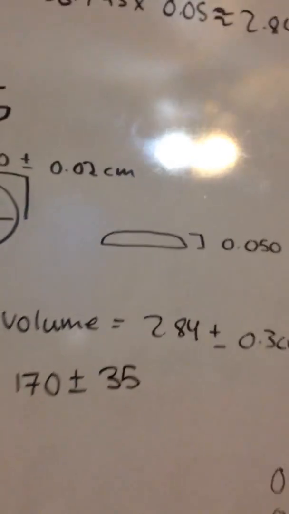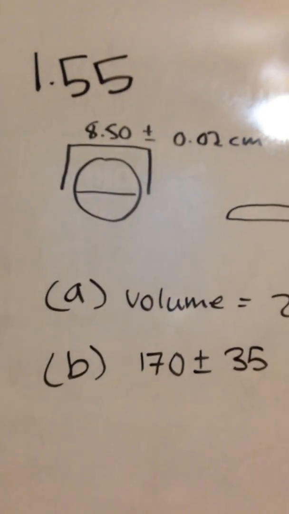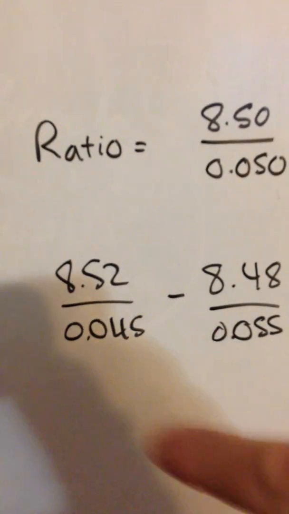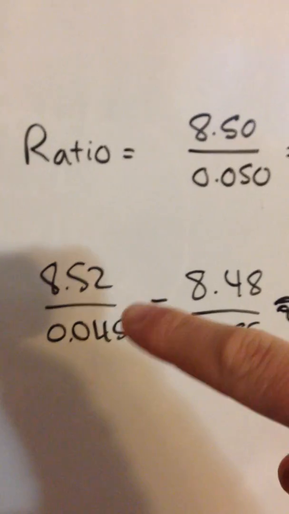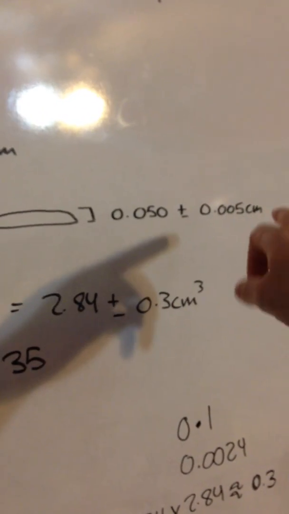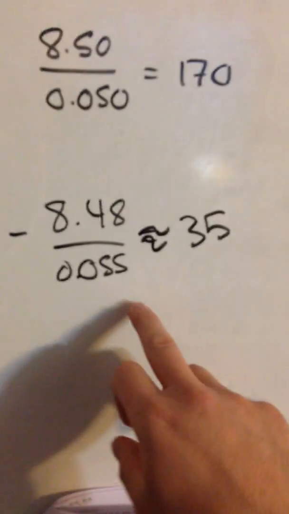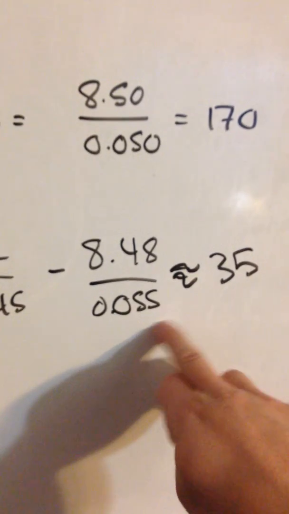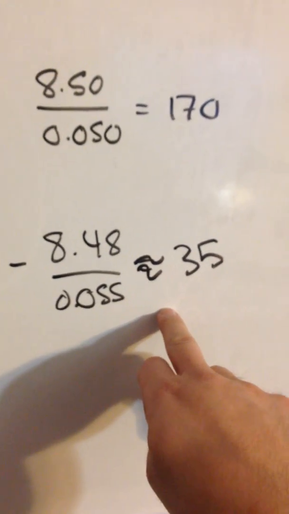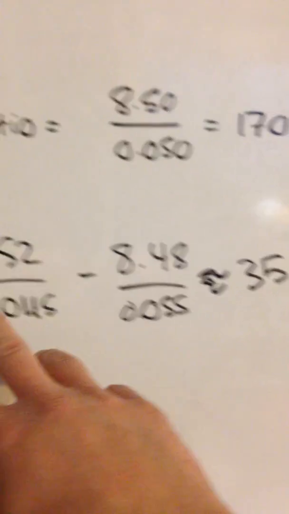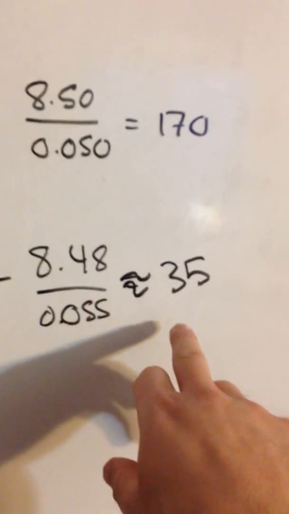For the error, if I did this right, which heaven knows, I've just taken the maximum of what it could be, the maximum ratio, so 8.52, because that's your 8.50 plus 0.02, divided by 0.045, which is our 0.050 minus the 0.005 centimeters. So that gives us our biggest one. And if we subtract the 0.02 this time and then add the 0.005 this time, that's what gives us the smallest. And by subtracting those two, we get 35.